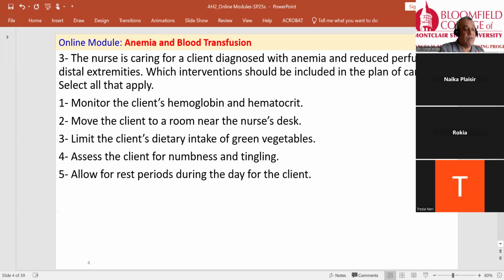So number 3, what about number 3? No, they should increase. Yes, exactly, they should increase. Number 4, there's no numbness and tingling in anemia, right? Or is there? Oh, yes, there is. It's a neurological change. And number 5, what about number 5? Yes, exactly. So we can go with 1, 2, 4, and 5.